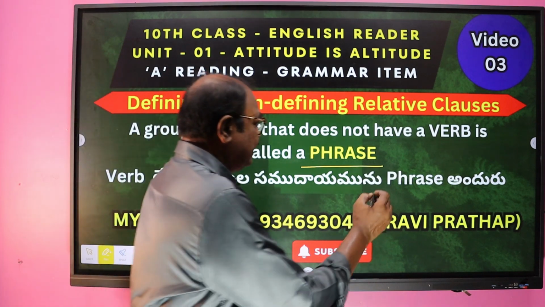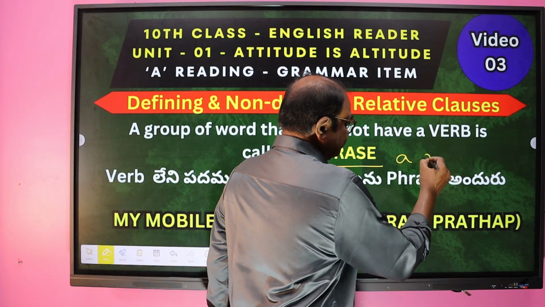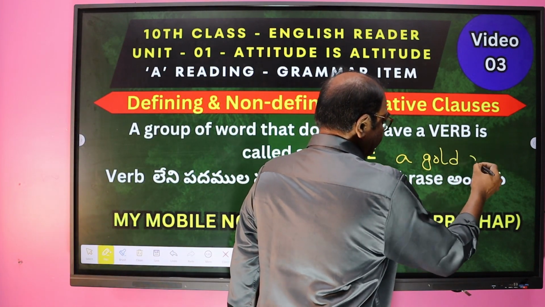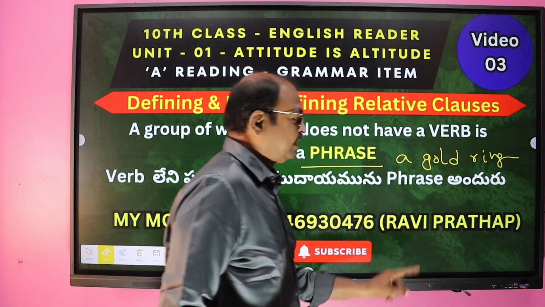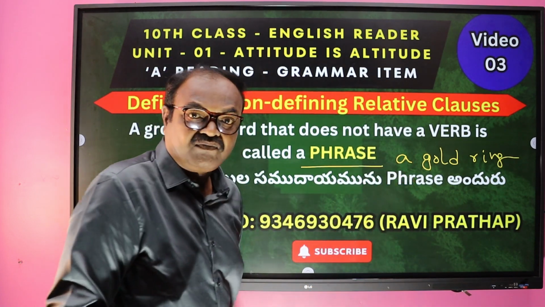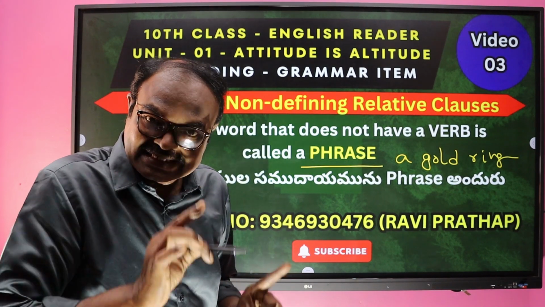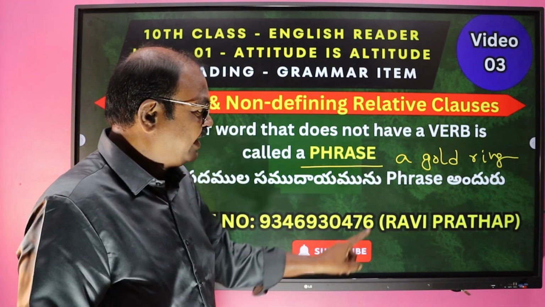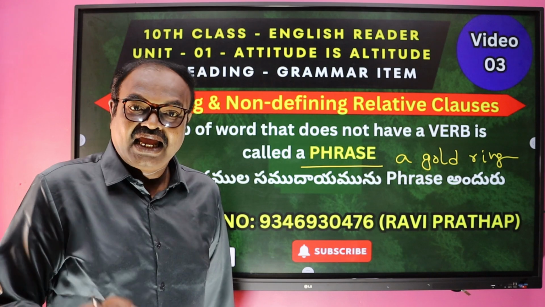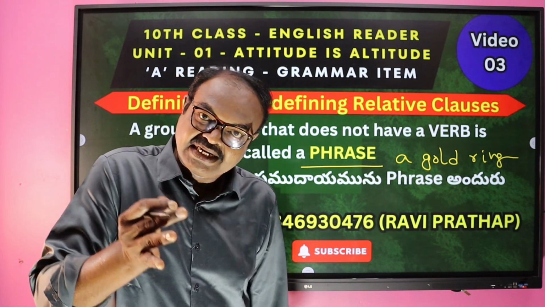Then see here, a gold ring. Gold ring. See, this is a group of 3 words and it does not have a verb. That's why it is called a phrase. Like that, a beautiful picture. That is also a phrase.